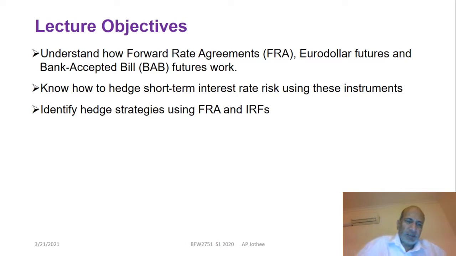The lecture objective is to understand how forward rate agreements, or FRAs as we call them, Eurodollar futures, and bank accepted bills futures work in hedging. Know how to hedge short term interest rate risk using these instruments. Why I say short term is because we are always worried about the next 3 months or next 6 months, or maximum within the next 1 year. Identify hedging strategies using FRAs and IRFs. These are our main focus for this week's lecture.